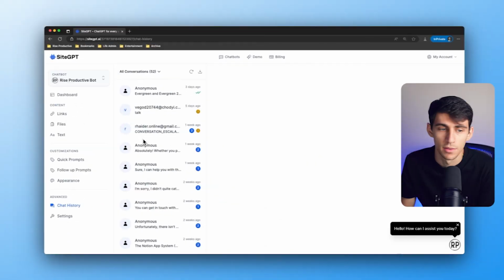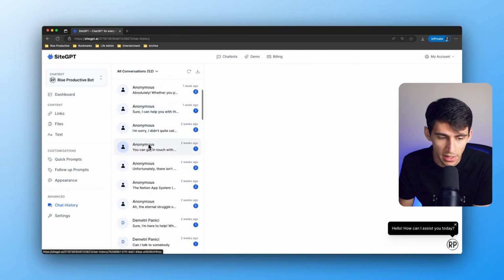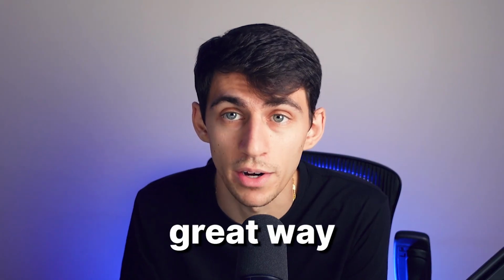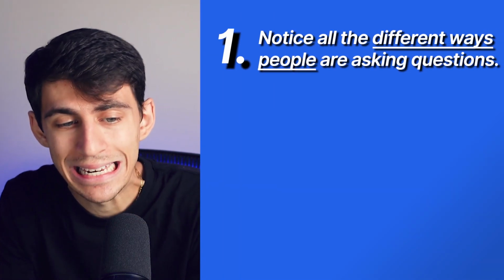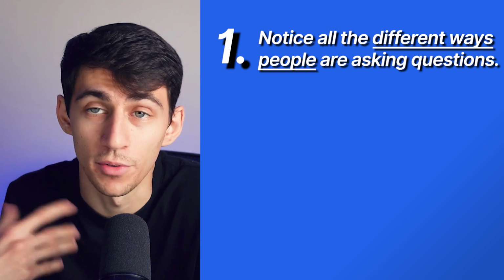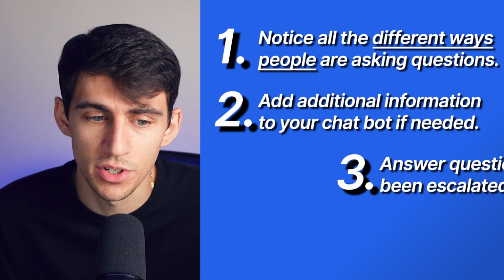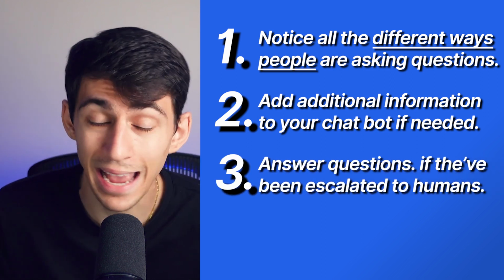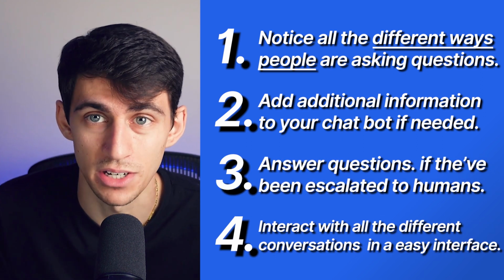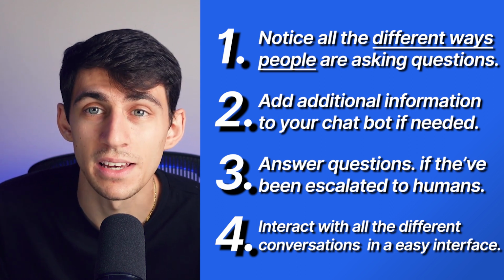Now, Chat History is a very simple and easy to use section. However, it is so effective in helping you implement your chatbot without the worry that all the questions that are asked by your various users are going to go to waste. So Chat History is such a great way for you to notice all the different ways that people are asking questions inside of your systems in order for you to reflect on those different things, add additional information to your chatbot if needed, answer questions if they've been escalated to humans, and in any case, you can interact with all the different conversations that you've had with users in a very easy to use interface.